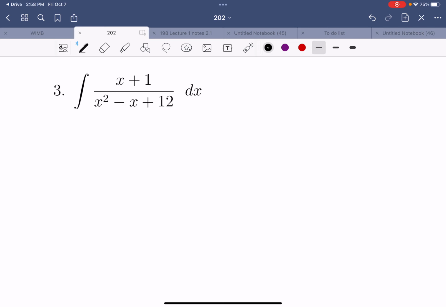If I try to u-sub for this, I would u-sub for the bottom, and my derivative would be 2x minus 1, and that's not what I have up top, and I can't manipulate it to be that way. So we're going to use partial fractions. I'm going to start by factoring out our denominator.